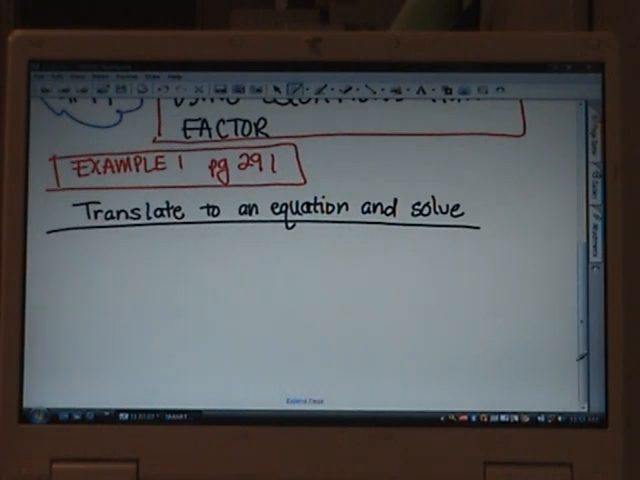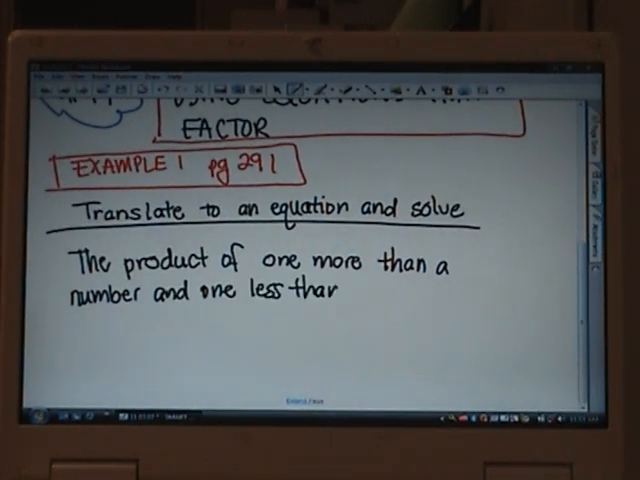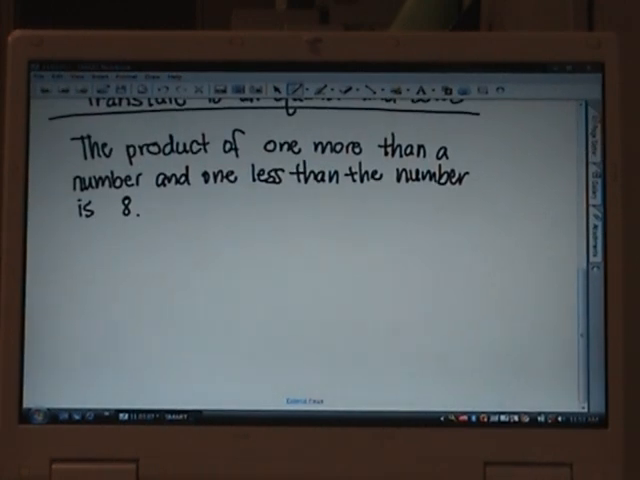Example 1, page 291. The product of one more than a number and one less than the number is 8. Find the number. So we need to translate it to an equation and solve.